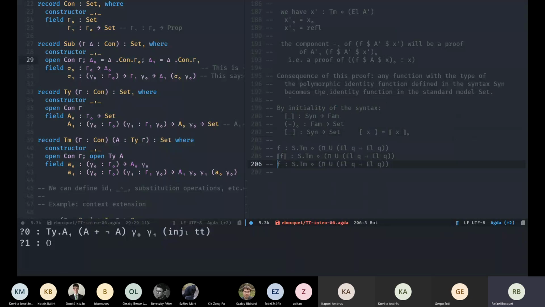Okay, so now if you have some term in the syntax, we get some term in the family model, and we also get some term in the set model. And we know that the term in the family model satisfies parametricity in the family model, which means that its first component is the identity, and this says exactly that this one in the set model is the identity.